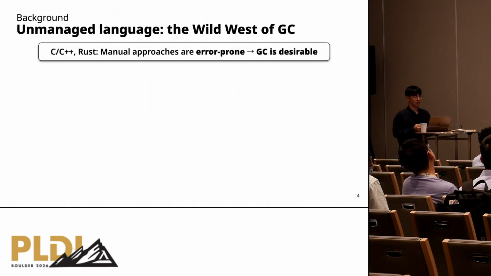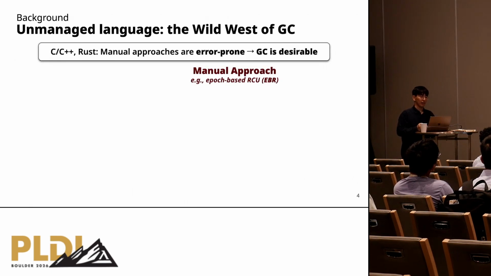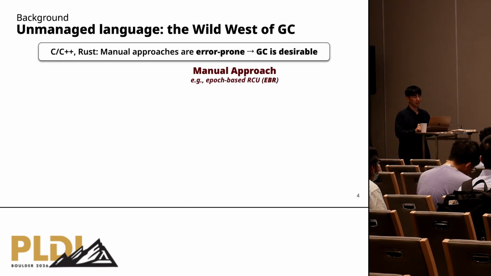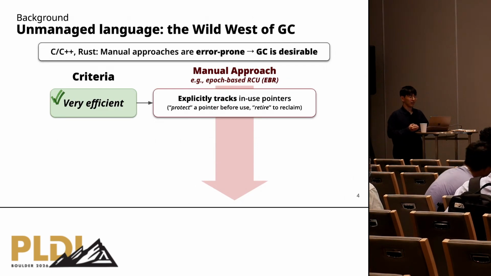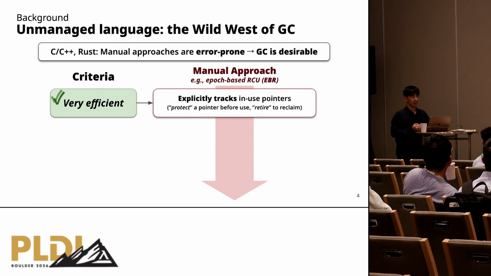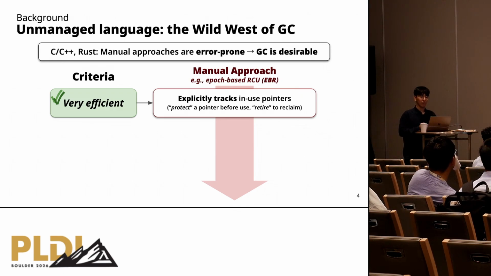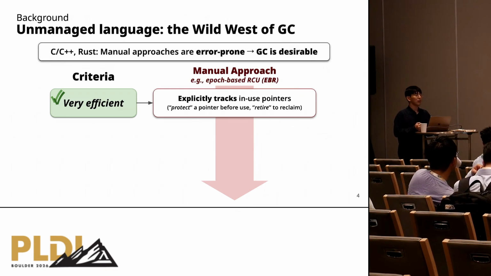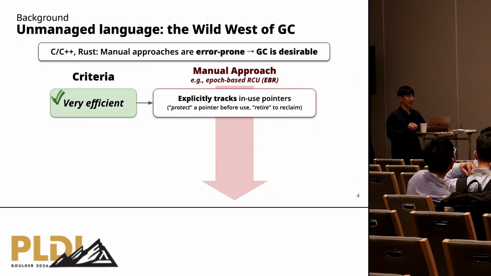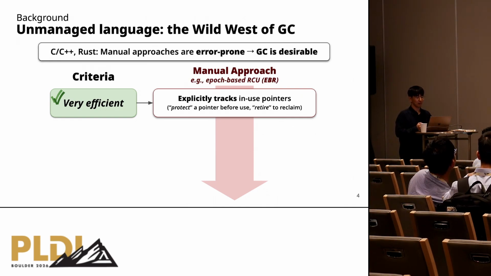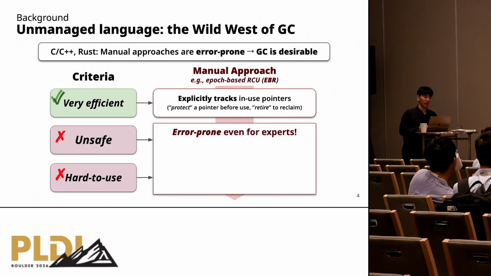Unmanaged languages such as C, C++, and Rust have no such support. So people usually manage memory by their own hand. The standard manual approach, epoch-based RCU, explicitly tracks in-use pointers. It protects a pointer before use and retires it to reclaim. On the efficiency criterion, this is excellent with very low mutator side overhead. But on the other two criteria, it fails.